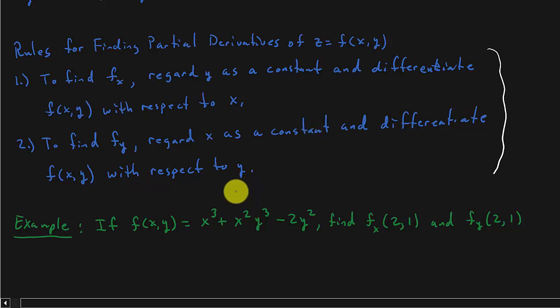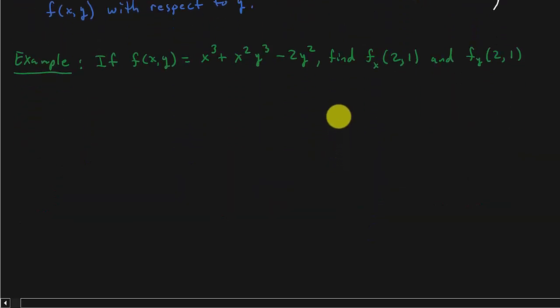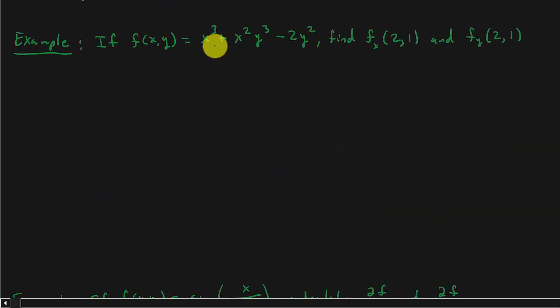All right? So let's do some examples. So if we have f(x,y) equals this, find the partial of f with respect to x and evaluate it at the point (2,1), and find the partial of f with respect to y and evaluate it at the point (2,1). All right, so let's go ahead and do it.